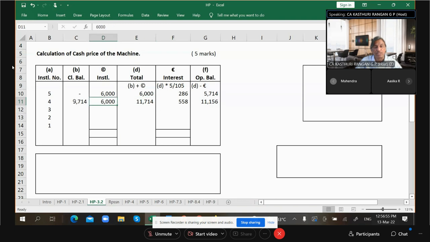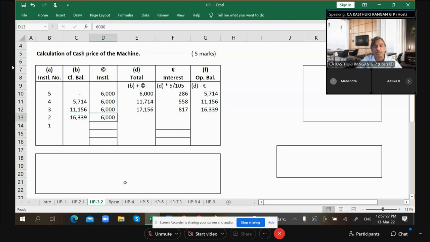If you pay 6,000, closing is 5,714, like that. But we have to do it in the reverse order to reach the cash price. So now tell me, what is the closing balance? 11,156, installment 6,000, total 17,156, interest 5 by 105 of this number. So opening balance will be 16,339, which will be closing balance of second installment.